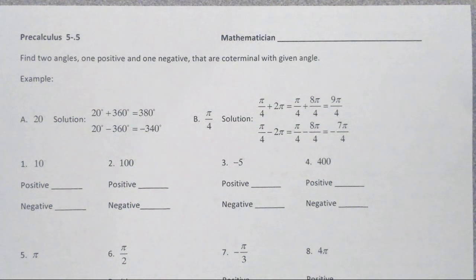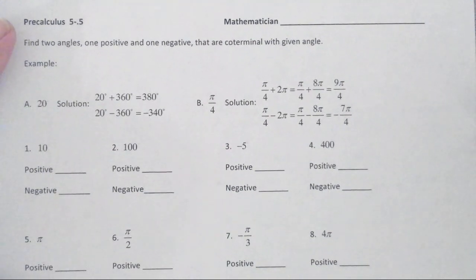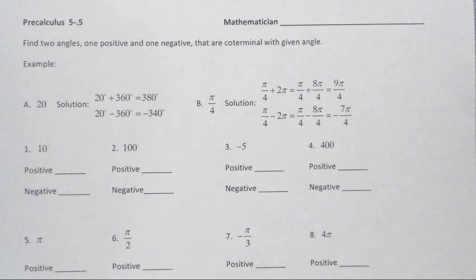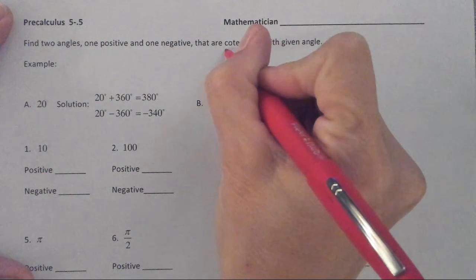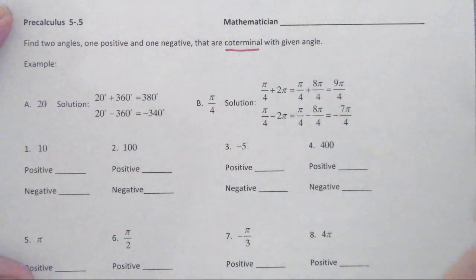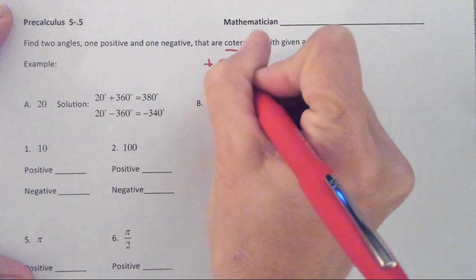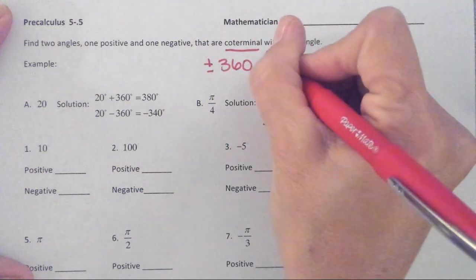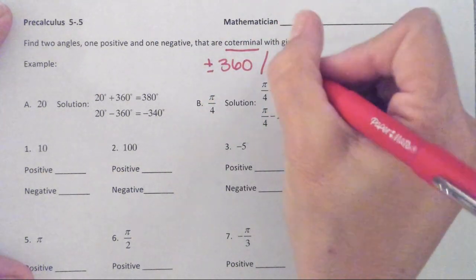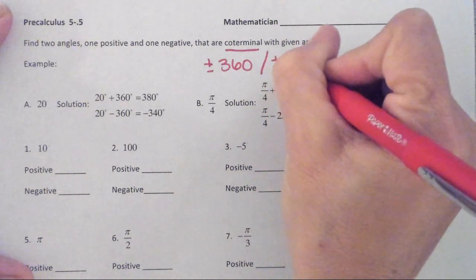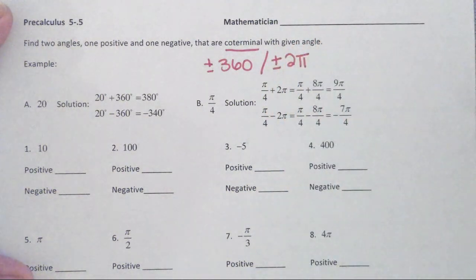On homework worksheet 5-5, 1 through 8, the directions say find two angles, one positive and one negative, that are coterminal with the given angle. When they tell you they want you to find a coterminal angle, if it's in degrees, you're going to add and subtract 360. If it's in radians, you're going to add and subtract 2 pi.